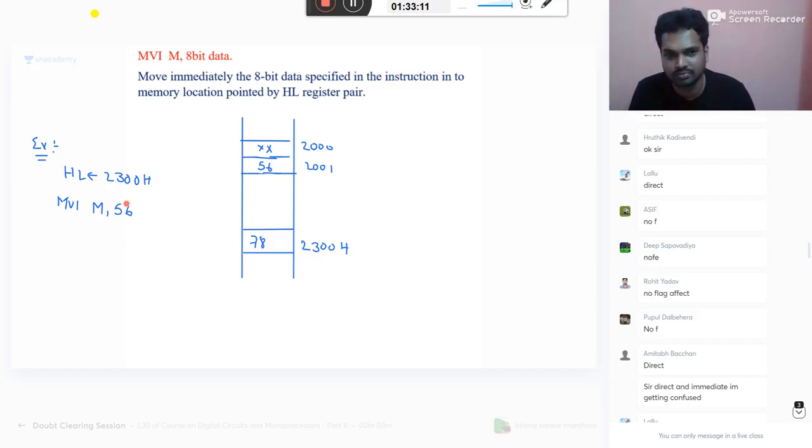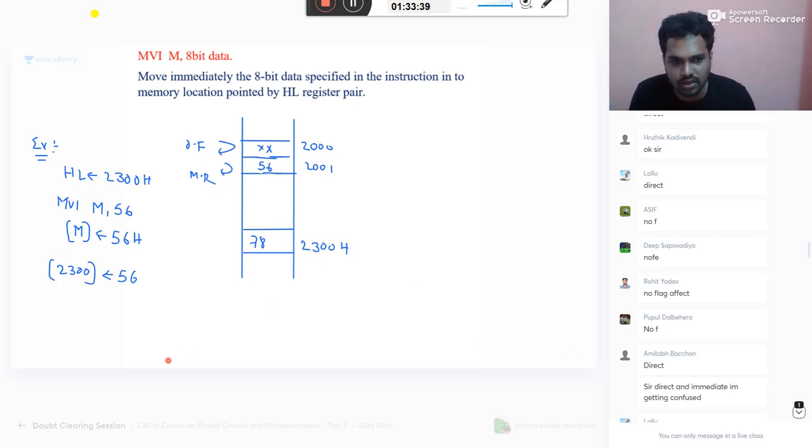Now what happens? The content of the memory location pointed to by HL is copied with 56 hexadecimal. M means the HL register pair. HL is containing 2300. Here we write the number given in the instruction. First we do opcode fetch, then memory read, then memory write. That is, it will become 56, so 56 will be given here.